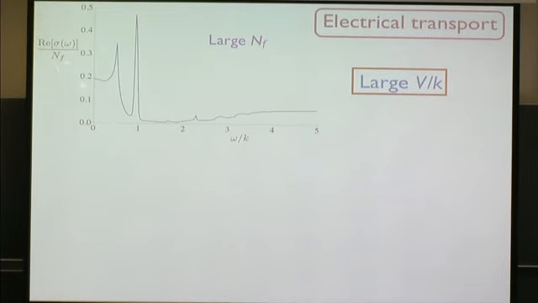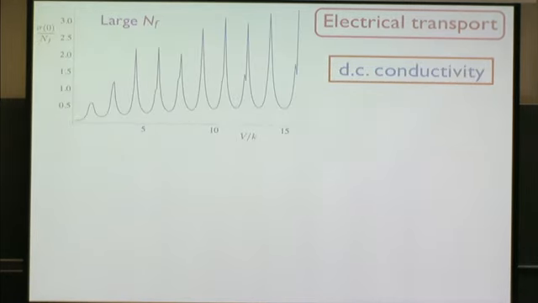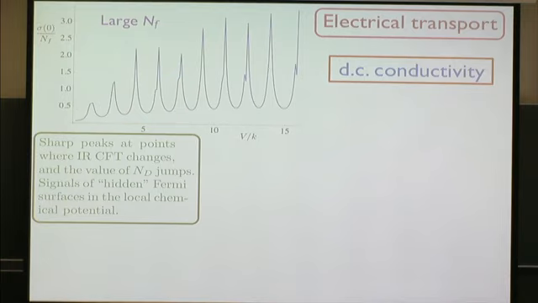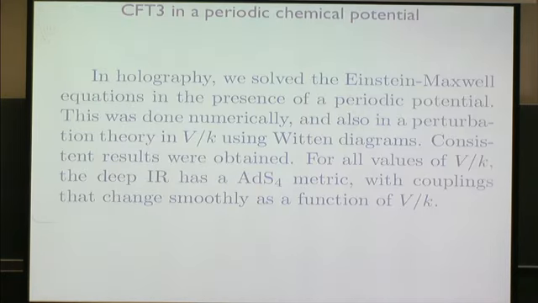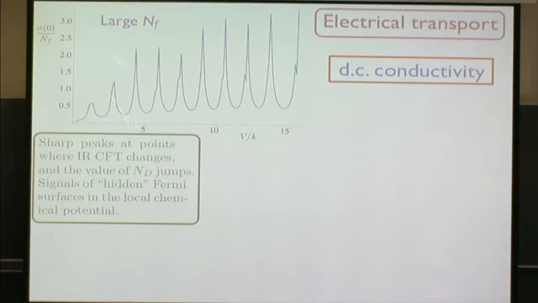So let's just take the zero frequency value, the DC conductivity, and plot it as a function of V over K. And when you do that, this is what you get. You get a very oscillatory function of the DC conductivity, which is measuring the very low frequency transport. And in fact, these peaks are precisely the points where the IR CFT changes. So they're the points where these Dirac points are emerging in pairs at very low energies, and every time these new Dirac points emerge, right at the transition point, it gives you a peak in the DC conductivity.